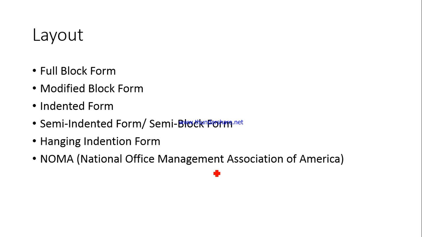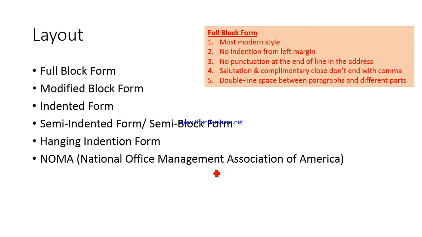We do not need to know about each of these forms. All you need to know is at least one, and it would be preferable if it is the most commonly used one, and you should follow it without any errors, right? So I have not discussed all of them. I will be discussing only one of them. And which one will I be discussing? I will be discussing the full block form, right?